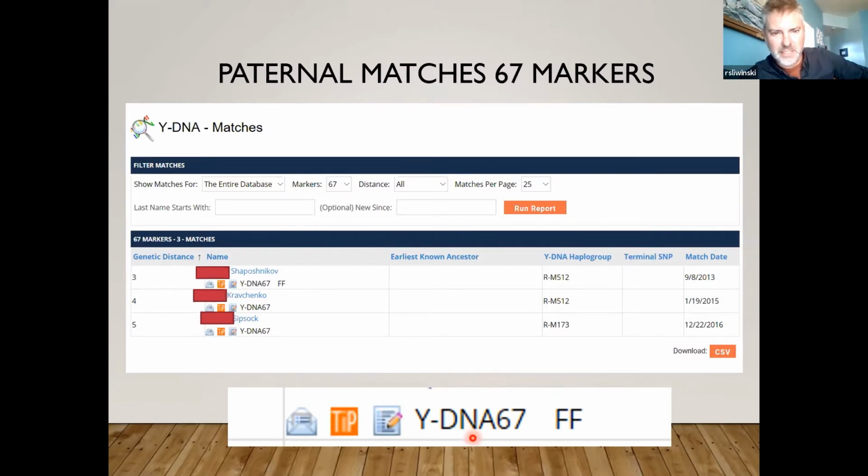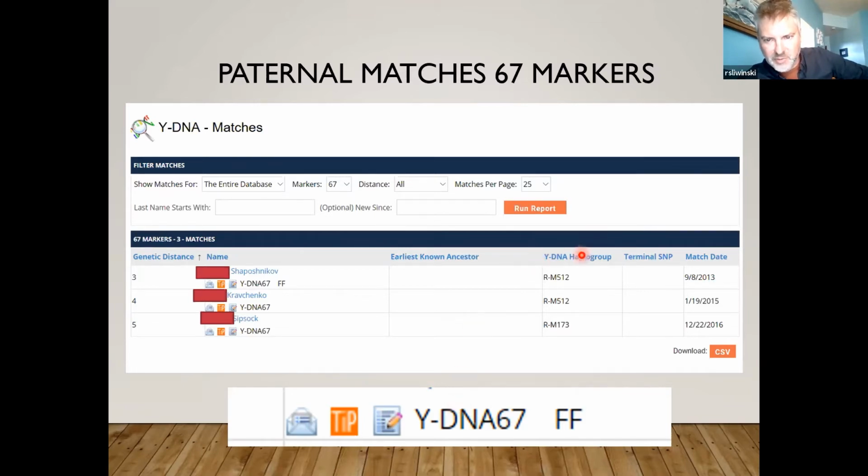So it shows essentially in this bottom box here that you can email that person, that you can figure out the time to most recent common ancestor. You can write some notes down for yourself. This is the test, the highest level test that they took. And they also took a Family Finder or autosomal test in addition to the YDNA test over here.